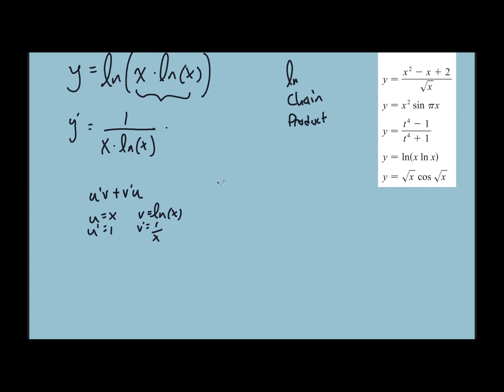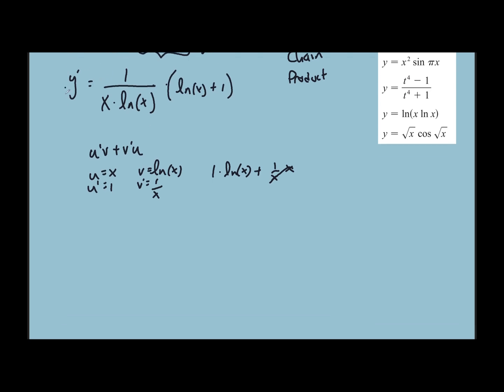So u prime v plus v prime u is going to be 1 times the natural log of x plus v prime, which is 1 over x, times x. So, of course, that'll cancel and get 1. So the derivative of the inside is going to be natural log of x plus 1. And I think that's it. So the way we would write that out would be y prime equals ln of x plus 1 over x ln of x.